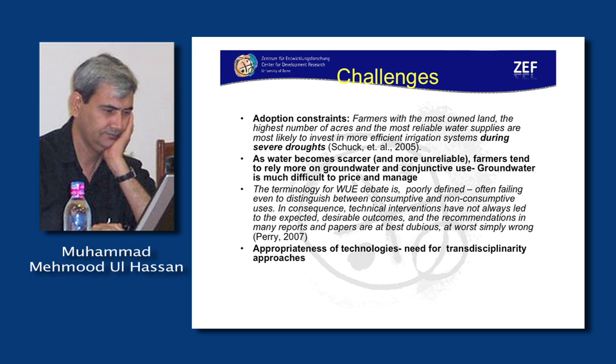Research tells us that even during severe droughts, farmers with more resources would try to adopt conservation technologies. As water becomes scarcer and more unreliable, which it is in India and Pakistan, for example, farmers tend to rely more on groundwater, just to bridge the gap of unreliability. They know it's expensive, they use a lot of energy, they know it will be saline, but still they will mix it with irrigation because it's more reliable. So, a key challenge is also reliability.